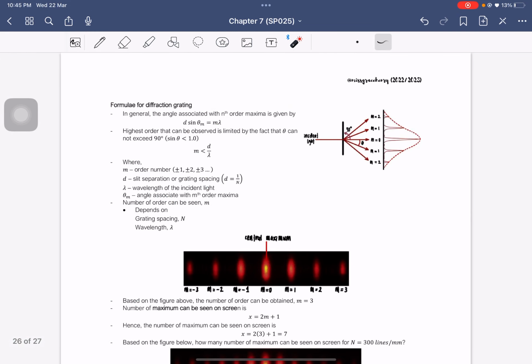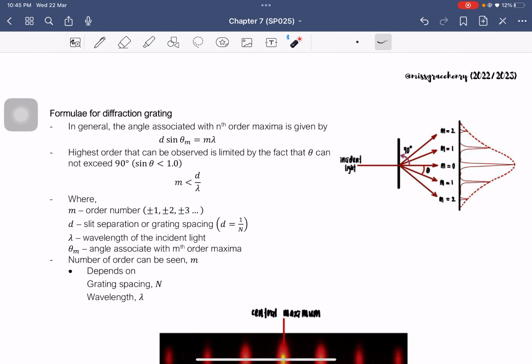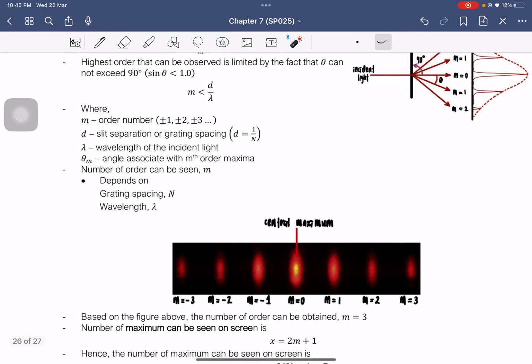Okay, so the formula for diffraction grating, in general, we know that the angle associated with the m order maxima is given by this equation here. So the highest order that can be observed should not exceed 90 degrees. It should be less than 90 degrees. So the order number should be less than d over lambda, which is the slit separation over the wavelength. So the number of orders that can be seen depends on the grating spacing and the wavelength.